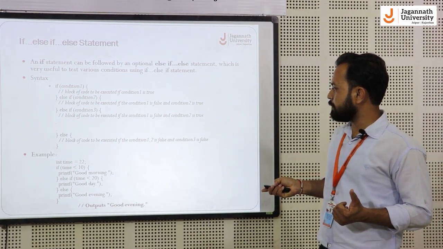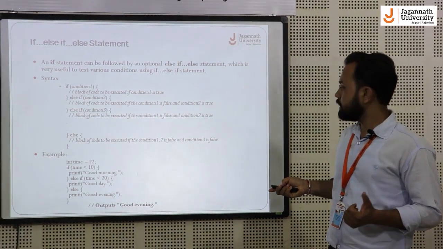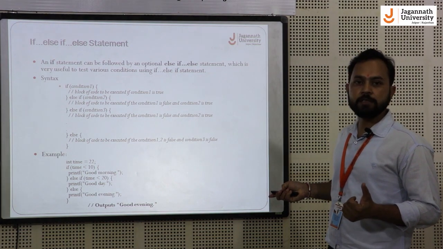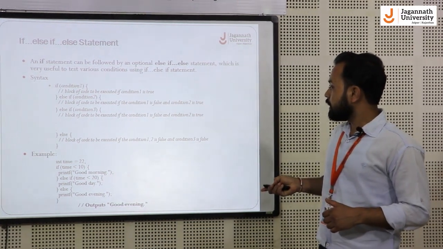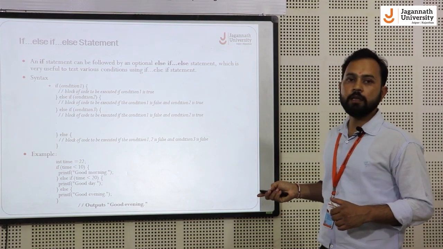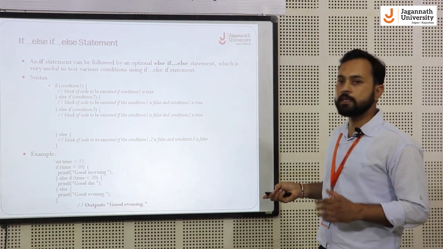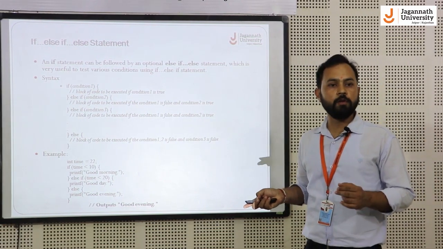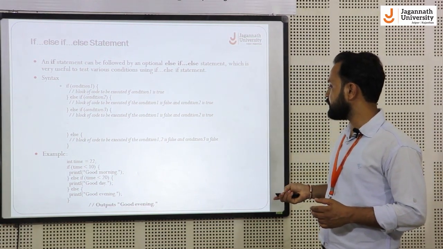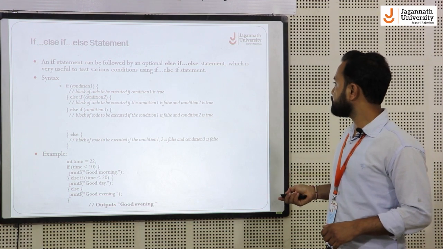First condition: time less than 10 in the first if, then else if time less than 20. This is the second comparison, and if this condition is not true, then this last statement will be executed. So, in this case the first two conditions are false, then this last statement will be executed and the output will be good evening.